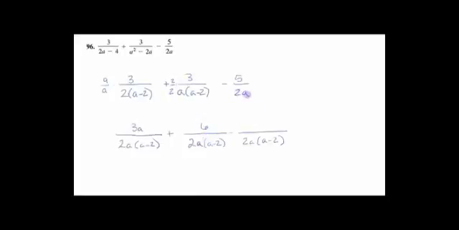With 2a, I'm missing a minus 2. So I'm going to multiply in a minus 2 over a minus 2. That gives me a 5a minus 10. Now we're ready to go ahead and combine the numerators. 3a plus 6 minus (5a minus 10).